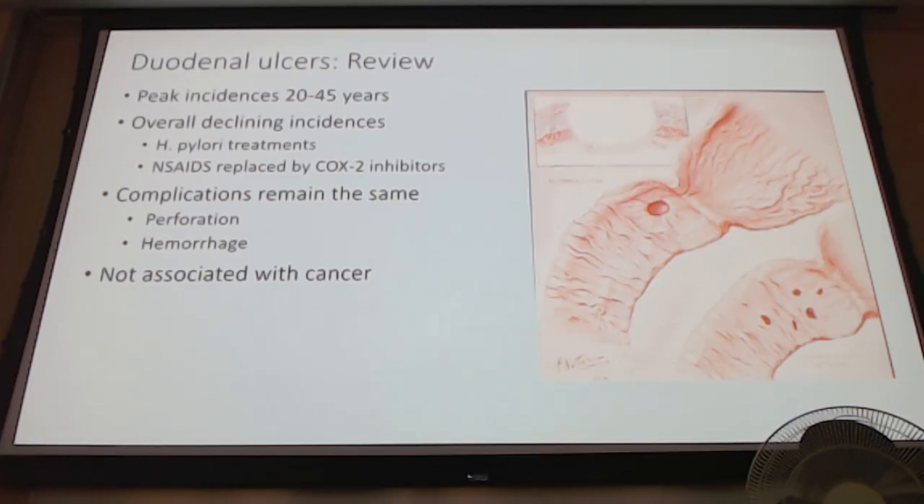Duodenal ulcers: peak incidence is 20 to 45. Because of H. pylori treatments and changes in NSAID use, it's a little bit less common. Complications remain the same as gastric: perforation and hemorrhage. Normally not associated with cancer though. Unlike gastric ulcers, which can be related to cancers, duodenal ulcers not so much.